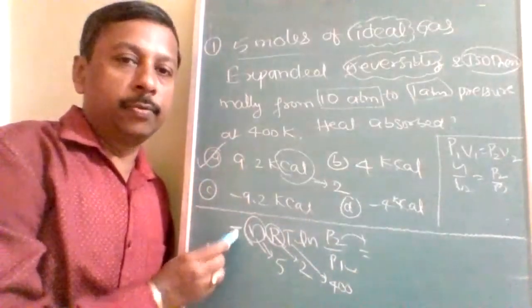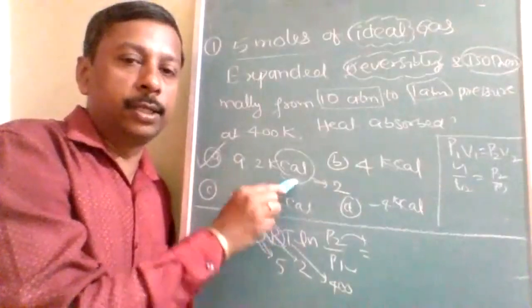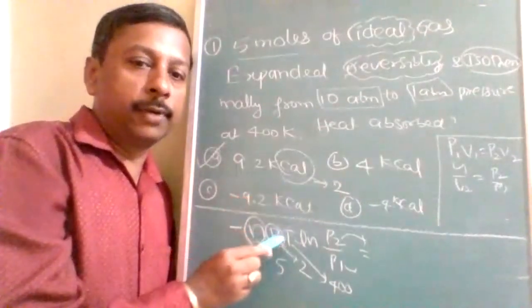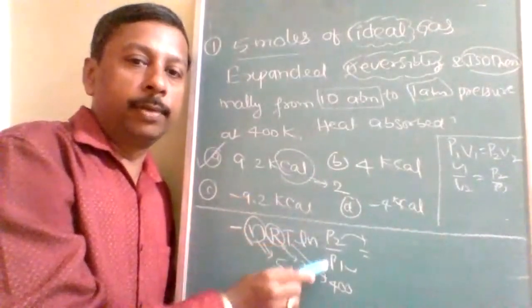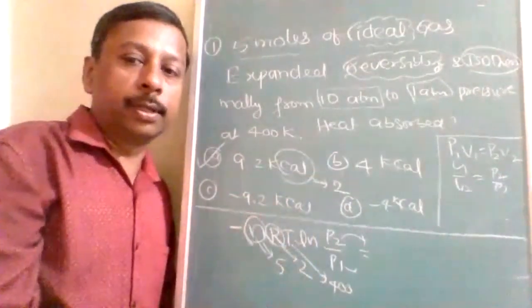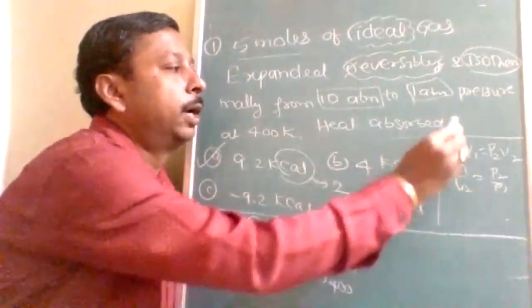Why n is equal to 5? Understood? R, why have I taken calories? Because the units are calories, and for that R will be 2, temperature is 400 Kelvin, and P2 by P1, both pressures are given. So when you calculate, already see here the hint: absorbed.